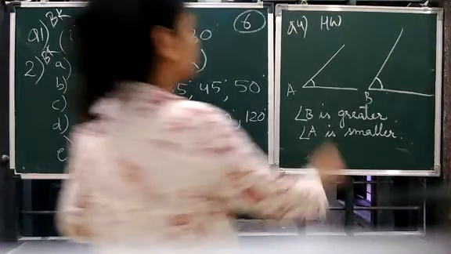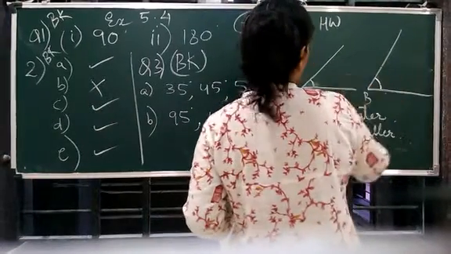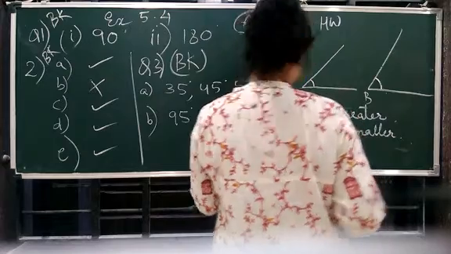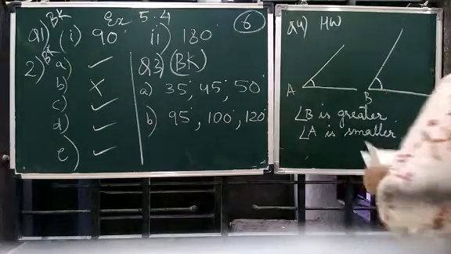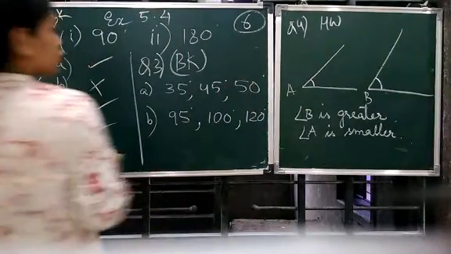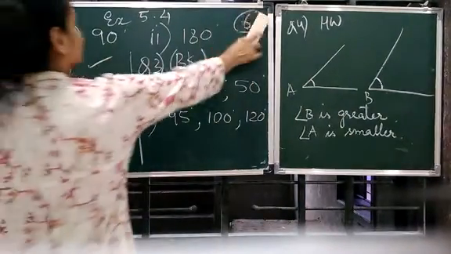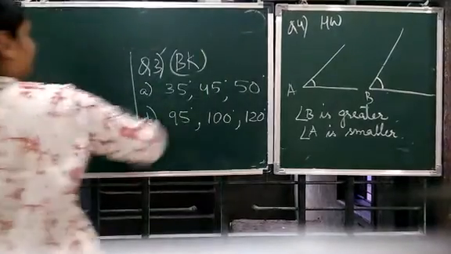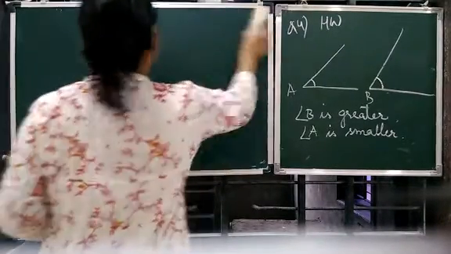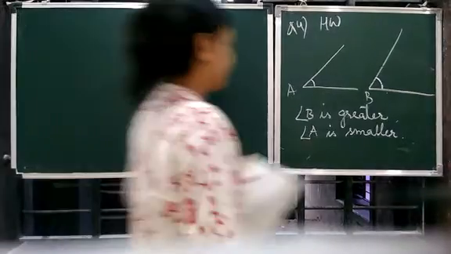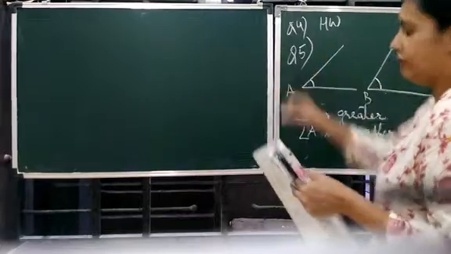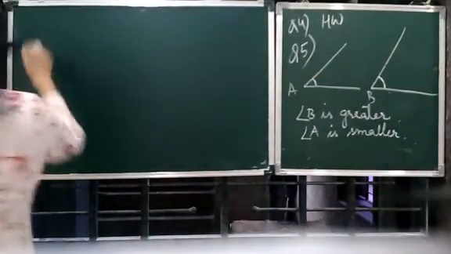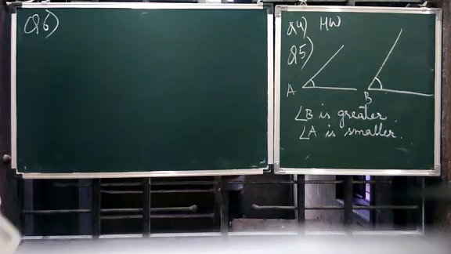Now you need to measure the angle. So how will you measure the angles? You will use a protractor and you are going to measure both the angles. Okay? So this completes question number 5. 4 was your homework. This is 5. Now we start with question number 6.